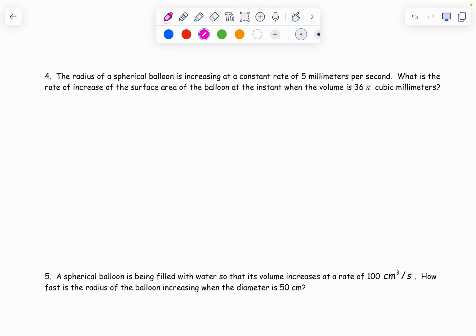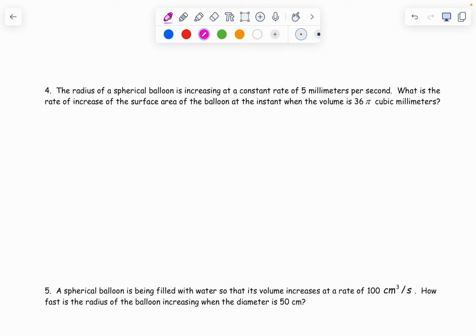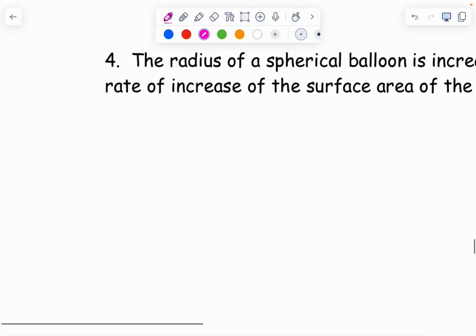Number 4. We're not going to do 5. The radius of a spherical balloon is increasing at a constant rate of 5 millimeters per second. What is the rate of increase of the surface area of the balloon at the instant when the volume is 36 pi cubic millimeters? Okay, go ahead and circle the 4 things that are already given to you before we fill out the Fuigi.